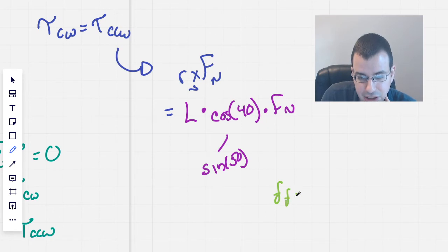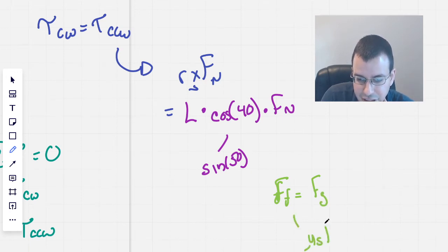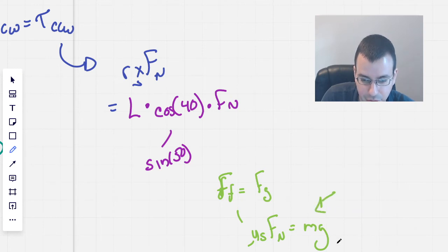Force friction, I'll make that a capital, equals force gravity. Force friction is static coefficient of friction times normal force. Excellent. So that's one of the things we want. And this will be times mass times gravity. Excellent. That's something else we want.